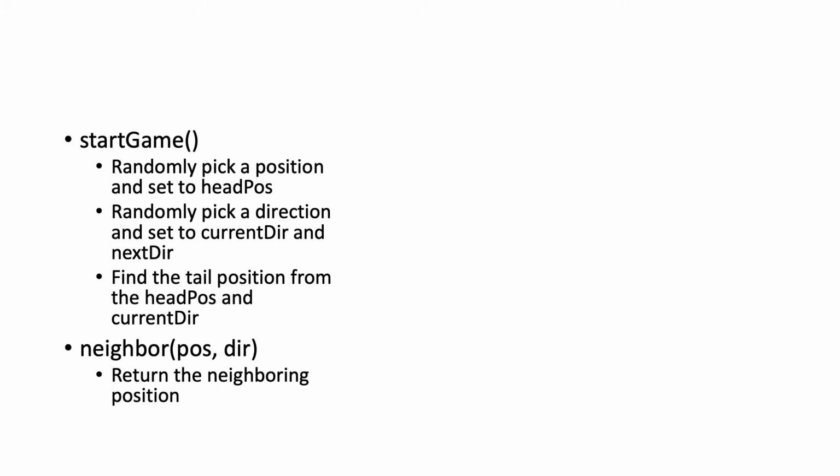Now, let's think about what needs to be done when the game starts. We want to randomly place a snake. We also want to randomly place the fruit where it's not overlapping with the snake.